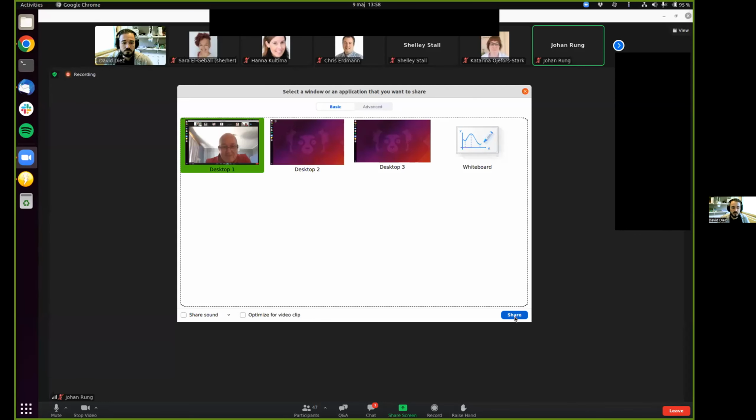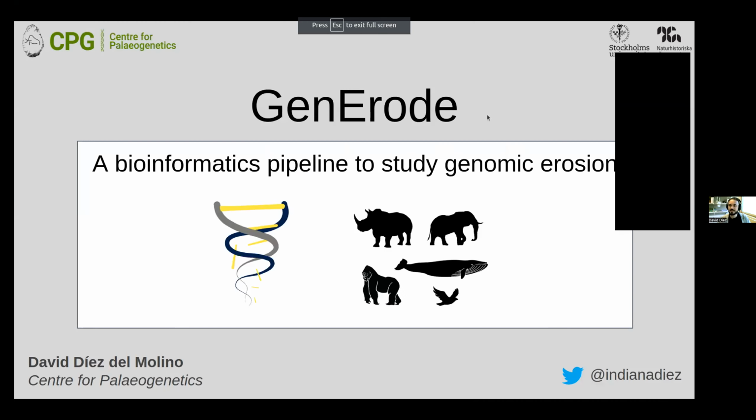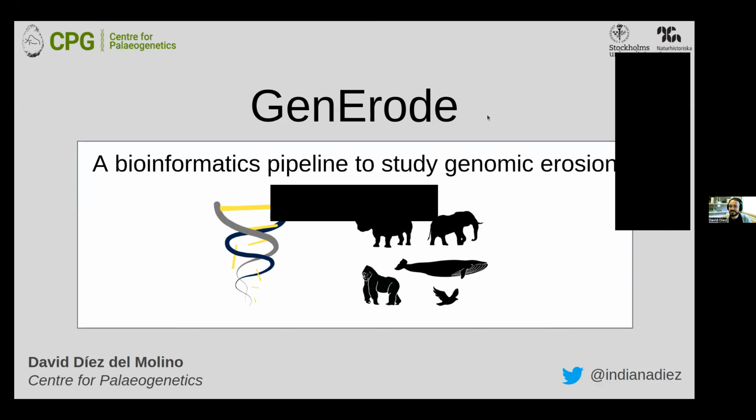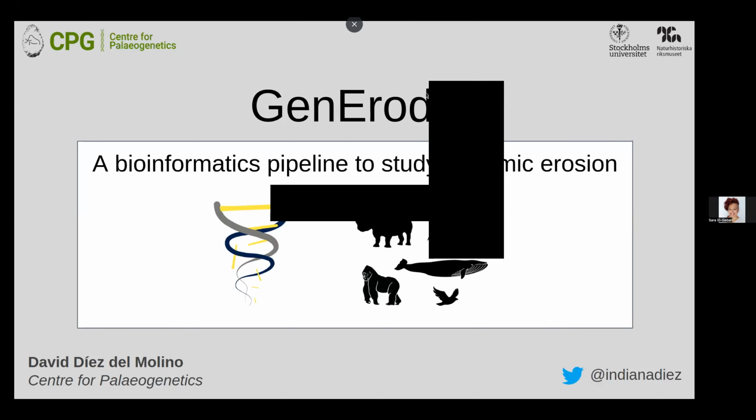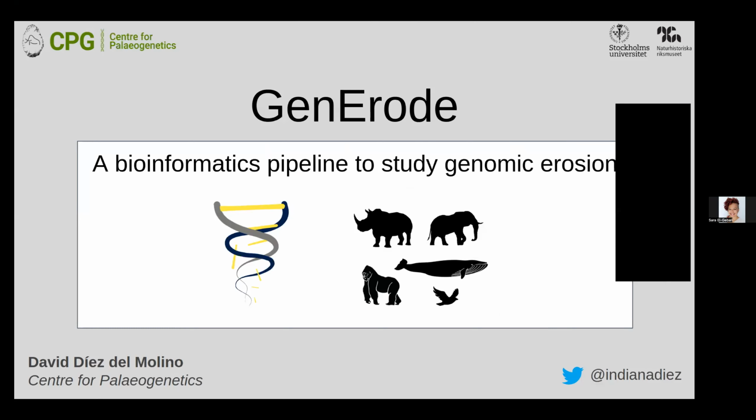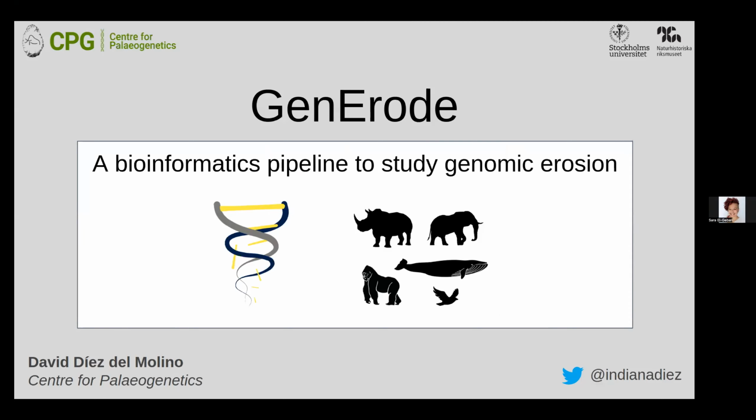Hopefully you can see the first slide. Yes. Okay. There's just a couple of black boxes on the slide. How about now? Right, now it's perfect. Thank you. Okay. All right.